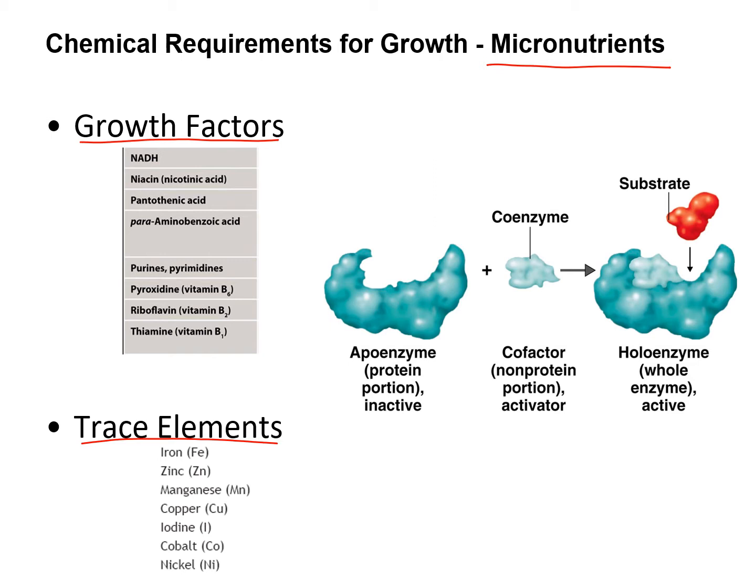And the role they play in metabolism is that the growth factors are basically the coenzymes and the trace elements serve as the cofactors. And if you remember from enzyme structure, a coenzyme or a cofactor is required to bind to the apoenzyme to create a functional holoenzyme. And that active site is a combination of the apoenzyme and the coenzyme or the cofactor.